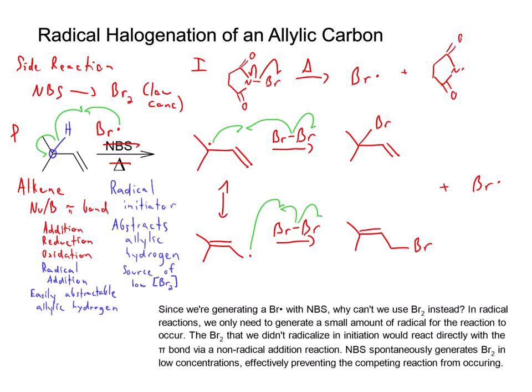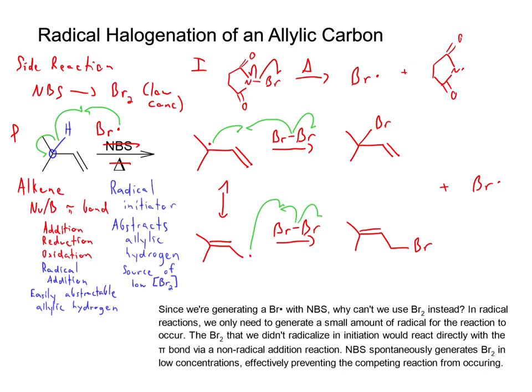Well, in radical reactions, we only need to generate a small amount of radical for the reaction to occur, because the radical will keep propagating. It'll keep making itself over and over again. The Br2 that we didn't radicalize in initiation would be our source of additional bromine radicals. So we would actually need more Br2 to be available.